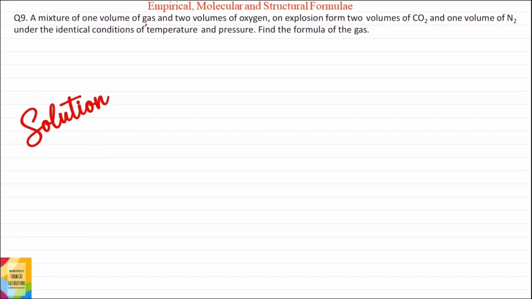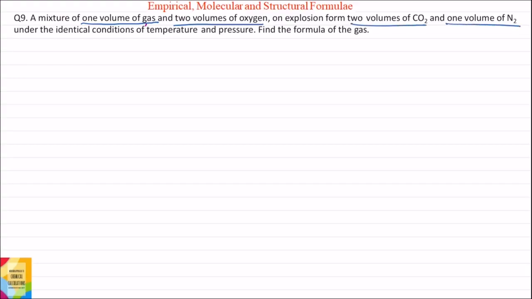क्वेश्चन में गिवन है कि 1 वॉल्यूम ऑफ अ गैस रिएक्ट करेगी 2 वॉल्यूम्स ऑफ ऑक्सीजन के साथ और इट विल फॉर्म 2 वॉल्यूम्स ऑफ कार्बन डाइऑक्साइड एंड 1 वॉल्यूम ऑफ नाइट्रोजन. टेम्परेचर और प्रेशर कंडीशंस आइडेंटिकल है.